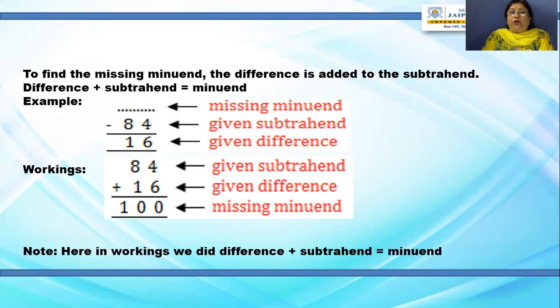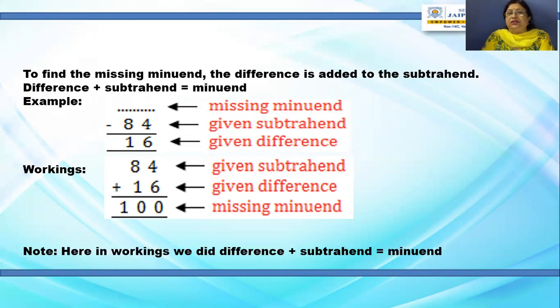That is 4 plus 6 is 10, write 0, carry over 1. 8 plus 1 is 9, plus 1 will be 10. So the missing minuend will be 100. Note here the working. We did the difference plus subtrahend equals minuend. So if you try to do 100 minus 84, you are going to get 16 as difference.